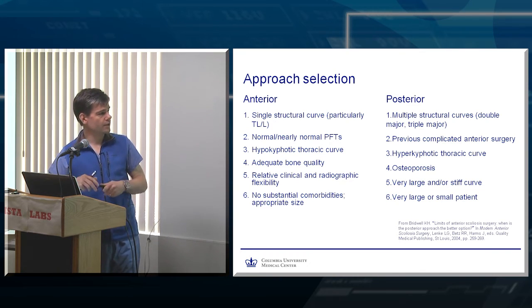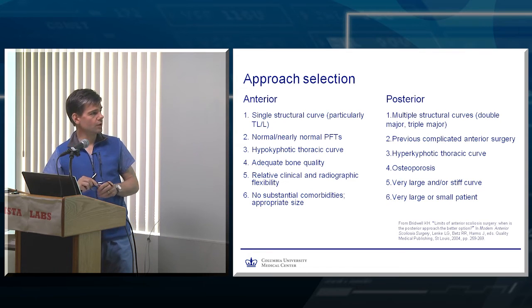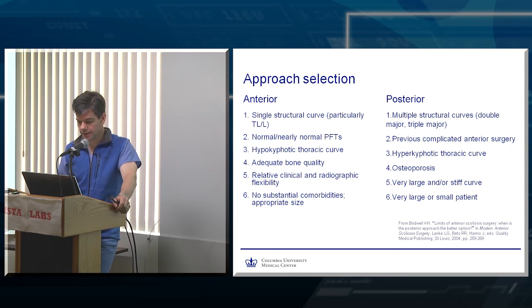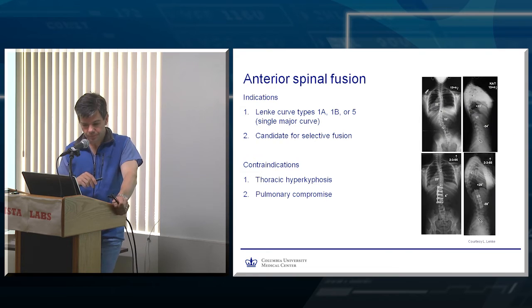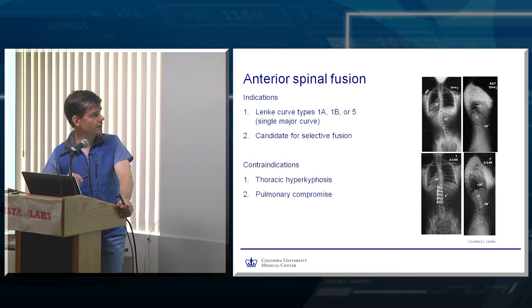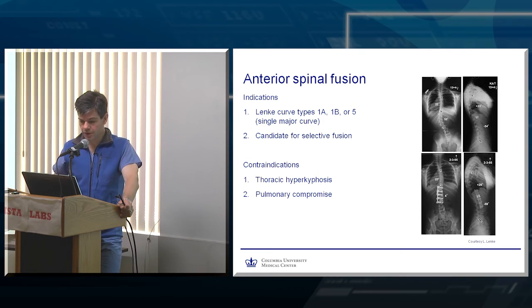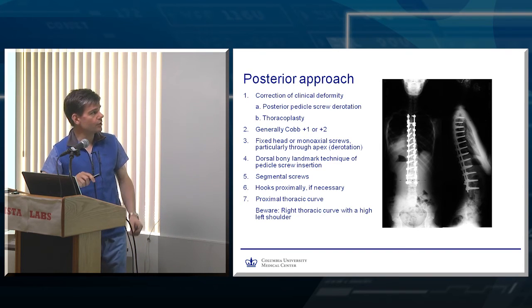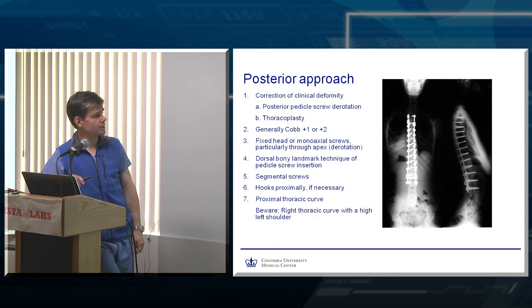And then on the right side, the relative indications to go posteriorly. The main thing here is if there are multiple curves that need to be instrumented, posteriorly is generally the way to approach that. So again, indications and contraindications: thoracic hyperkyphosis, pulmonary compromise, certainly a reason not to go anteriorly. Posteriorly, the nice thing here, or one nice thing here besides the familiarity that we all have with the posterior approach, is the ability to correct the clinical deformity.